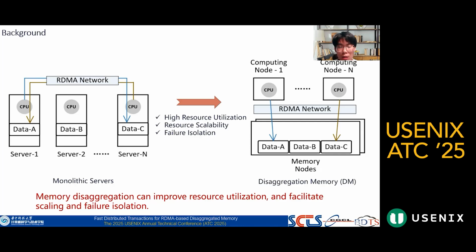It decouples monolithic servers into computing and memory nodes and connects them by high-speed networks. Now, server 1 can directly access any data in the memory node. By pooling different resources, the disaggregation method improves resource utilization and facilitates resource scaling and failure isolation.